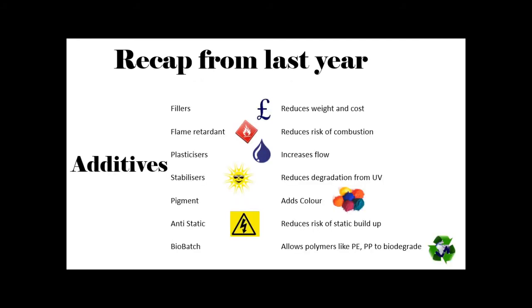So then we had additives. Now remember, additives were the things that you added to polymers while they're being turned into something, to improve their properties. There's a huge variety of different additives that you can have. Things like fillers, flame retardants, plasticizers, stabilizers, pigments, anti-static, and biobatch. They all do certain jobs.